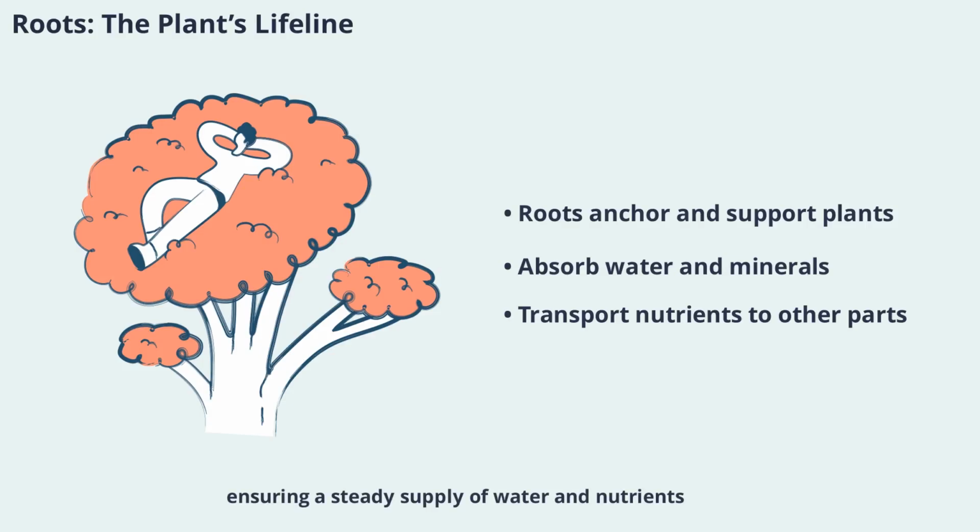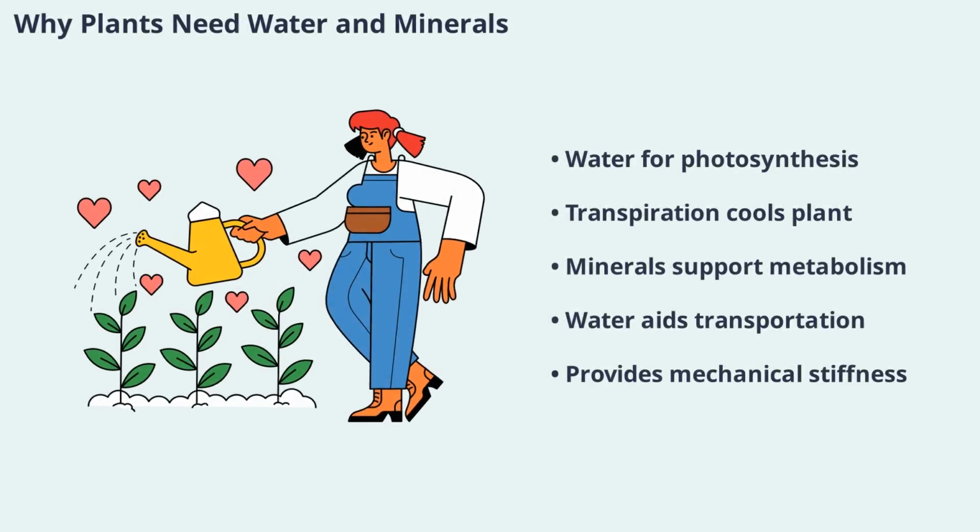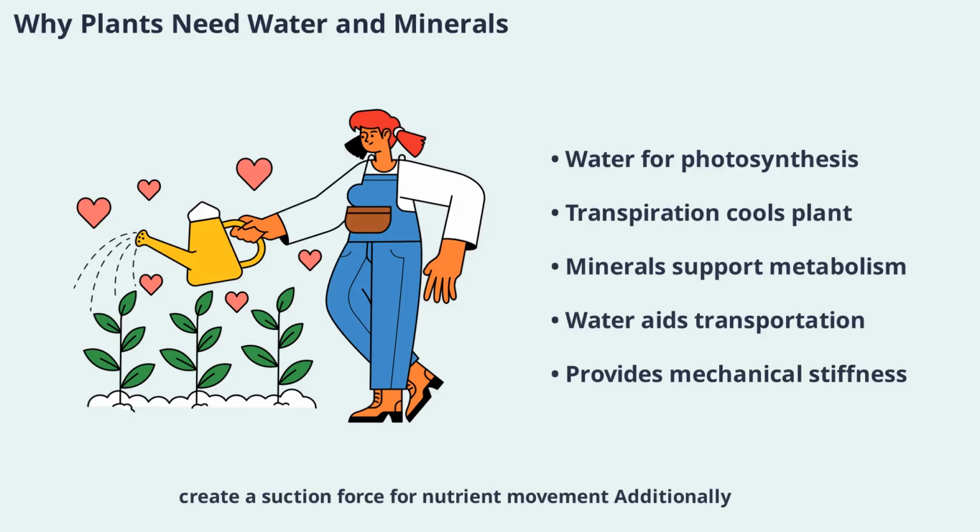of water and nutrients. Water is not just a component of plant cells, it is essential for several key processes. Plants need water for photosynthesis, where it acts as a raw material to produce glucose. Water is also crucial for transpiration, which helps cool the plant and create a suction force for nutrient movement. Additionally, water is involved in transporting substances throughout the plant and provides mechanical stiffness, keeping plant tissues firm and upright. Minerals, on the other hand, are vital for various metabolic activities and overall plant health.